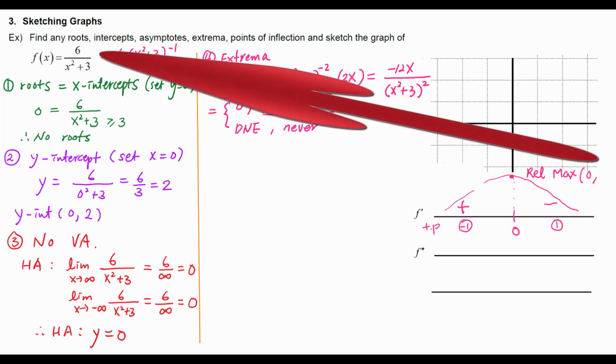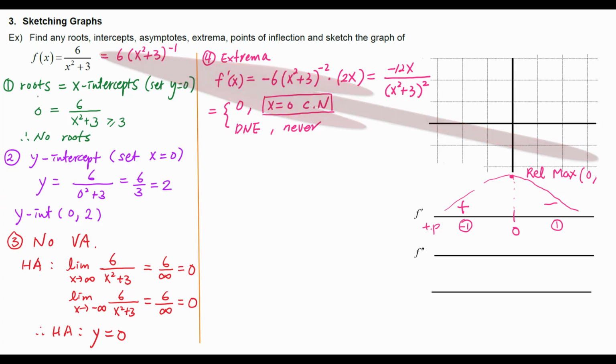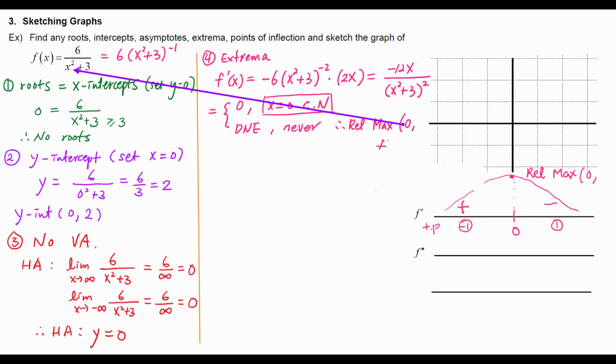So go back to the original function to find the y value. And the original function is f of x equals 6 over x squared plus 3. So your relative max is equal to 0, comma, and it is f of 0. F of 0 is 6 over 0 squared plus 3, which is 6 over 3. So it is 2.